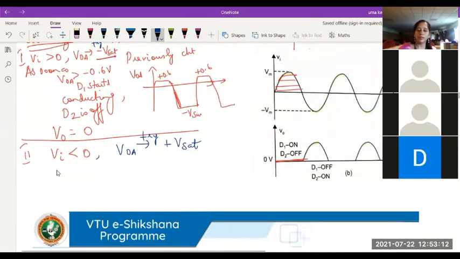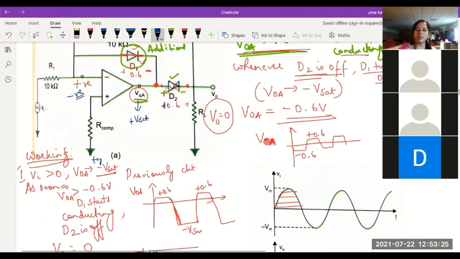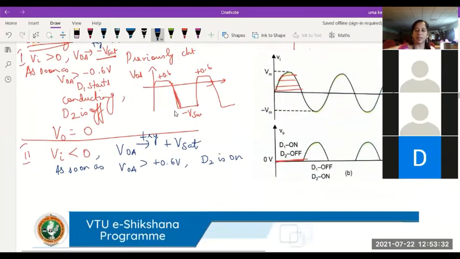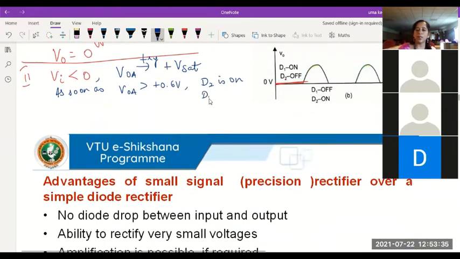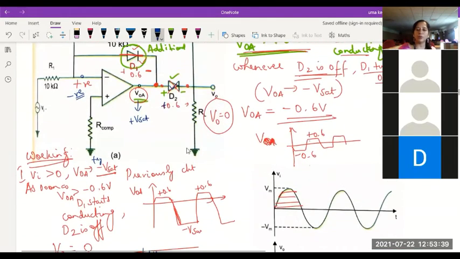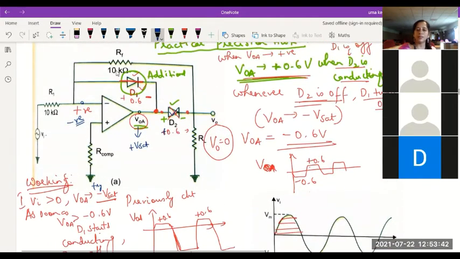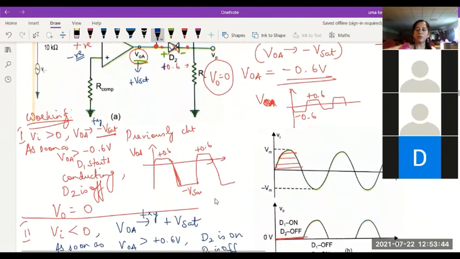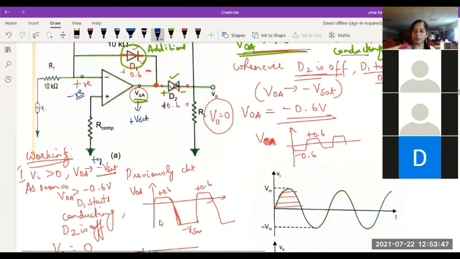So, as soon as VOA exceeds plus 0.6 volts, D2 is on. And remember, whenever D2 is on, naturally D1 will be off because D1 is connected with cathode to this output. So D2 is on and D1 is off. Now, how would the equivalent circuit look like? The equivalent circuit, if you observe, will look something like this. Let me draw it here.